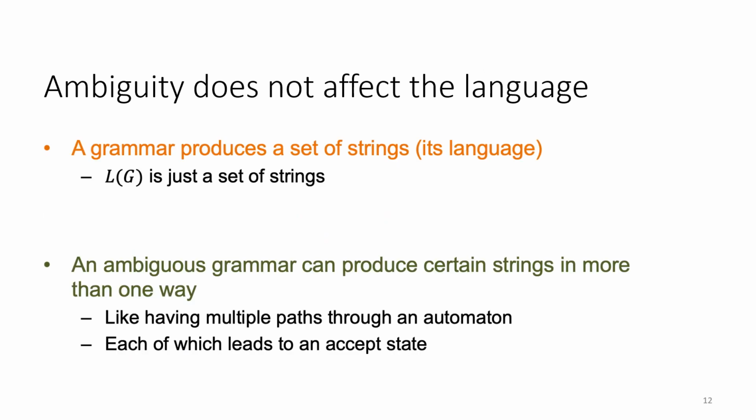As I mentioned, ambiguity does not affect the language itself. A grammar produces a set of strings, so L of G is just a set of strings, and it doesn't really matter how you got there. An ambiguous grammar can produce strings in more than one way, but that's like having multiple paths through an automaton, and each of those leads to an accept state. So in the end, maybe it doesn't really matter in terms of what we want in the language.